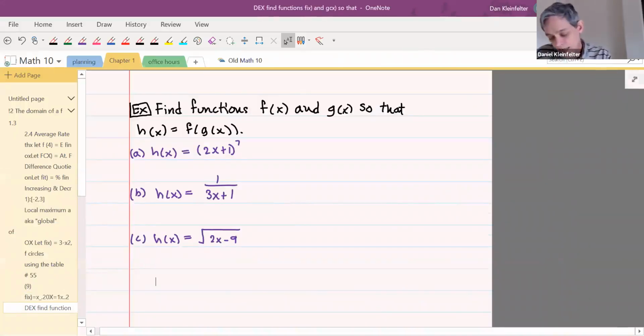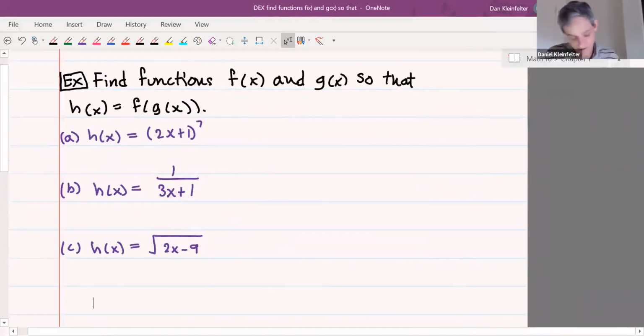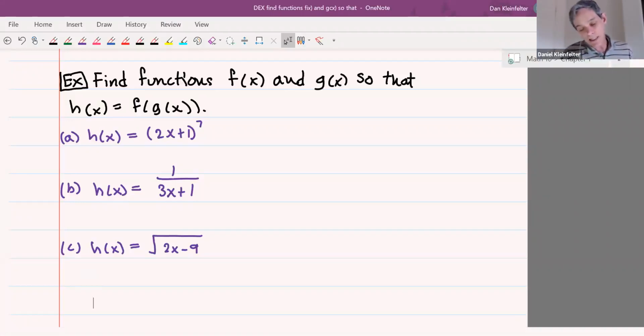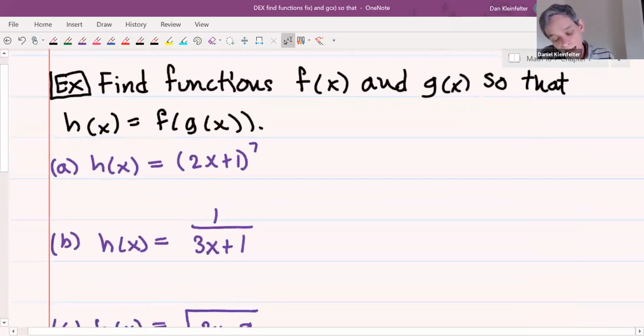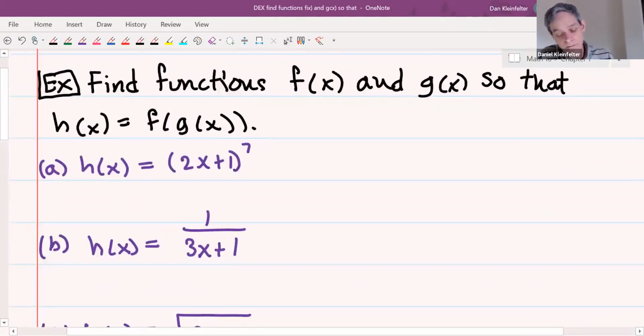One of the tasks that we do in calculus, and is also kind of interesting, is going the other direction from forming a function composition. Instead of saying, we have these two functions, we want to put them together and see what we get, let's take a function that we already have and see if we can break it into two functions whose composition is given. So here in A, we have an h of x that is (2x plus 1) raised to the 7th power. And we want to try to rewrite this in terms of an outer function, f of x, and an inner function, g of x.